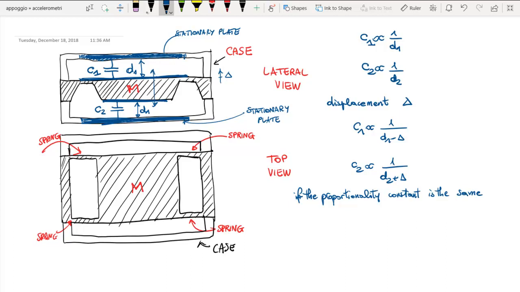The interesting thing is to evaluate the difference between the two capacitances, because we have that C1 is equal to, let's call it this proportionality constant, we can call it D, over D1 minus... I need to make an additional assumption.